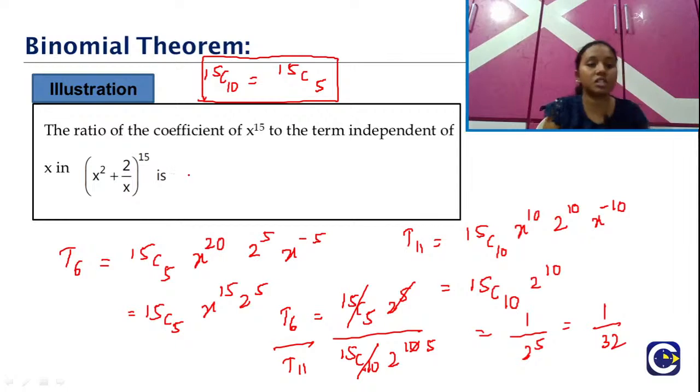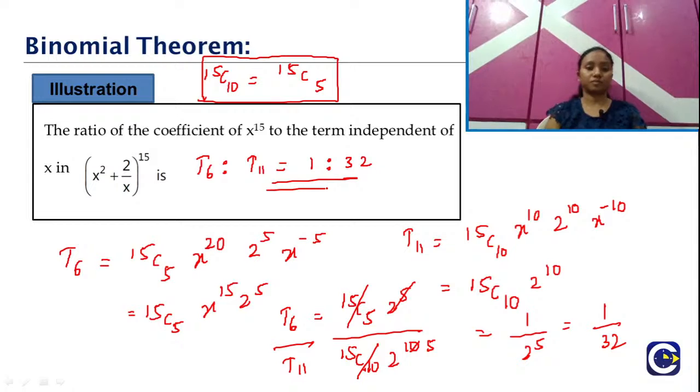So the ratio of the coefficient of x power 15, that is T6, to the term independent of x, that is T11, is 1:32. So this is how we apply the general term and get the answer. This is one of the previous year's JEE questions.